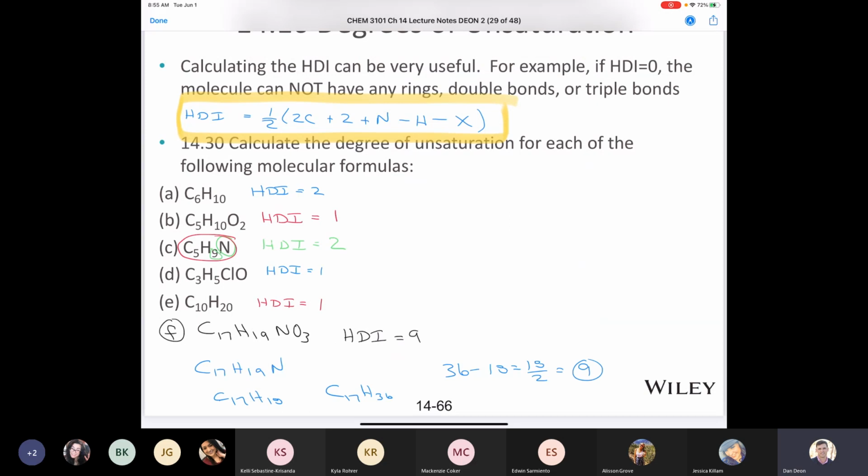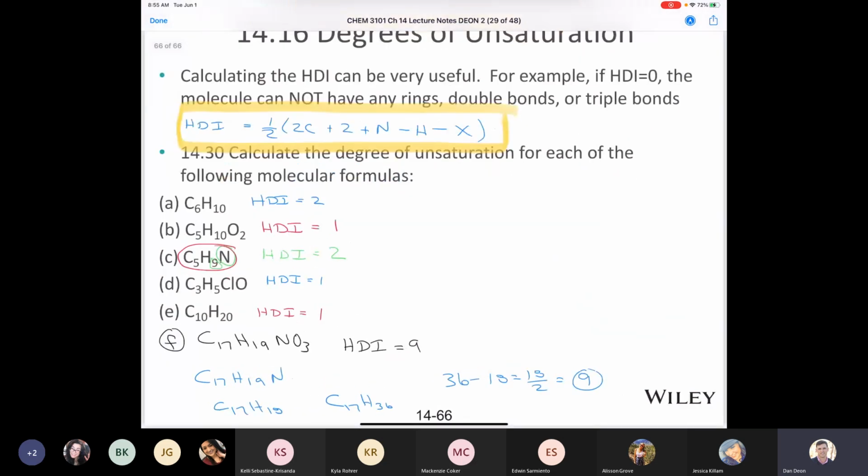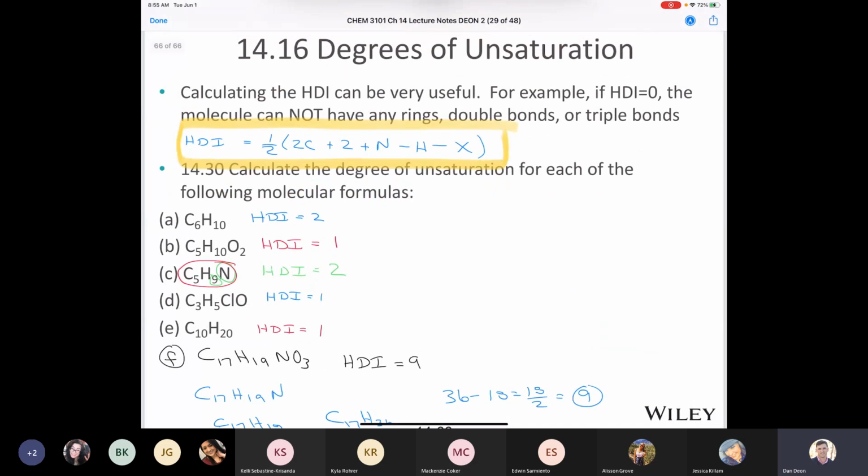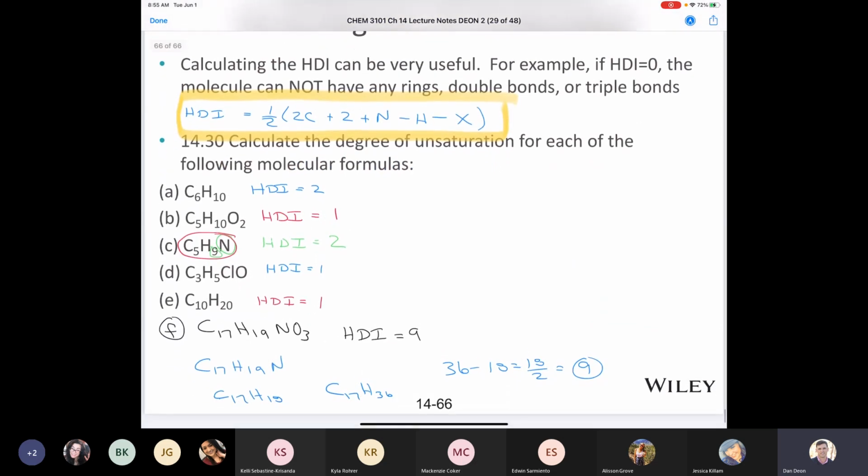Okay. Again, that's just kind of a shortcut. And if you want to use the formula, obviously it totally works, or it wouldn't be in the textbook, right? There's a good reason that he put it in there. All right. So you see, you can get all kinds of information from a molecular formula.